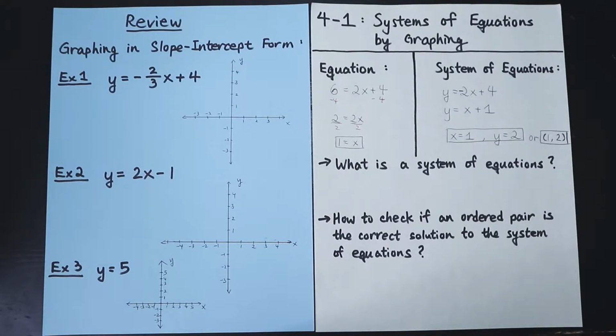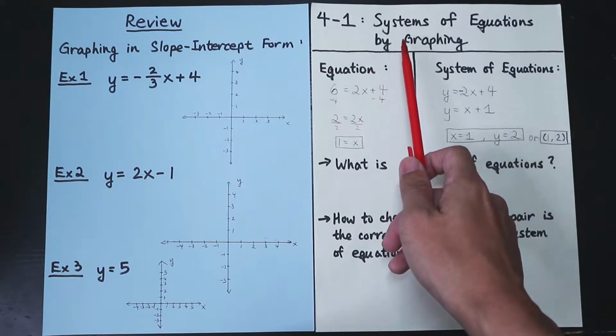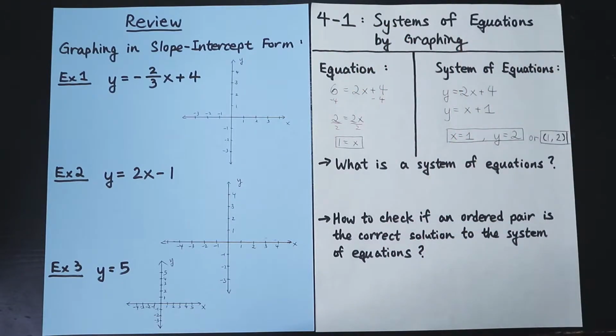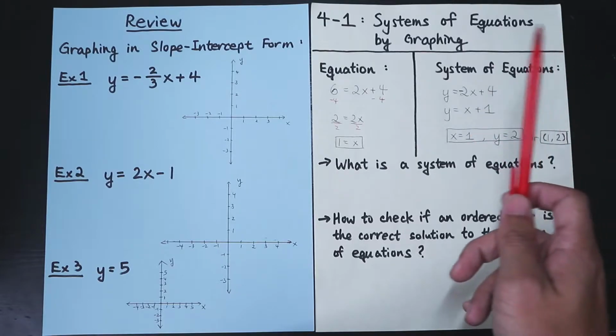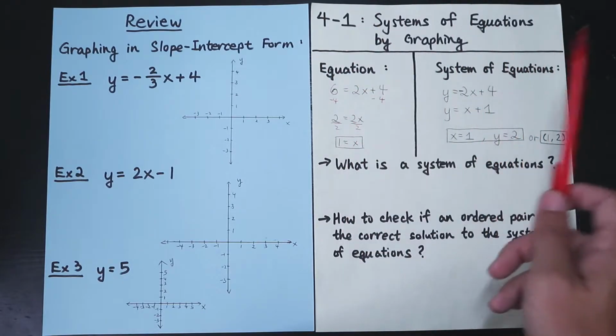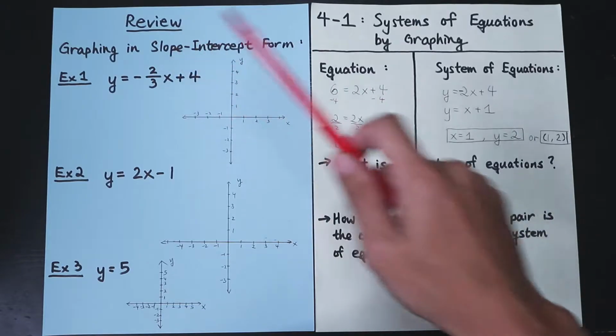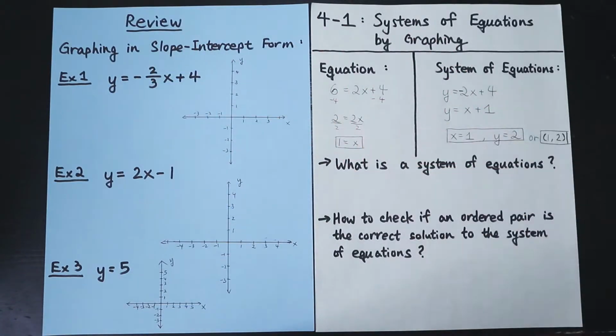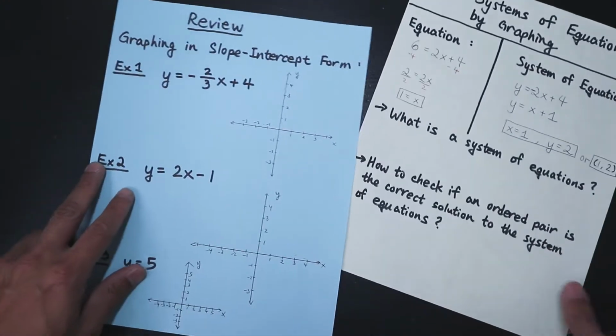Today we are starting on a brand new topic or chapter, and it is all about something called systems of equations. To start with that topic, we're going to start with 4-1, and before that, we're going to do some review on how to graph in slope-intercept form. So let's do that first.